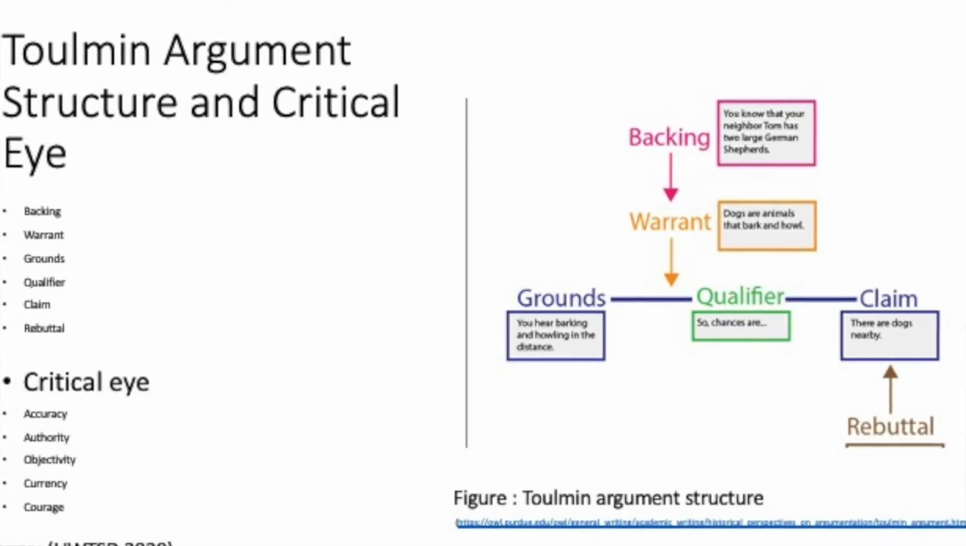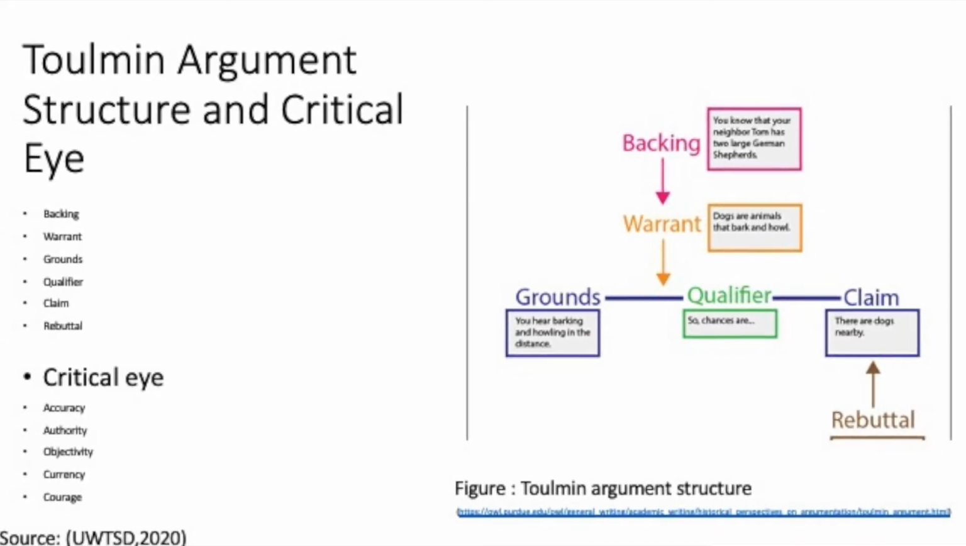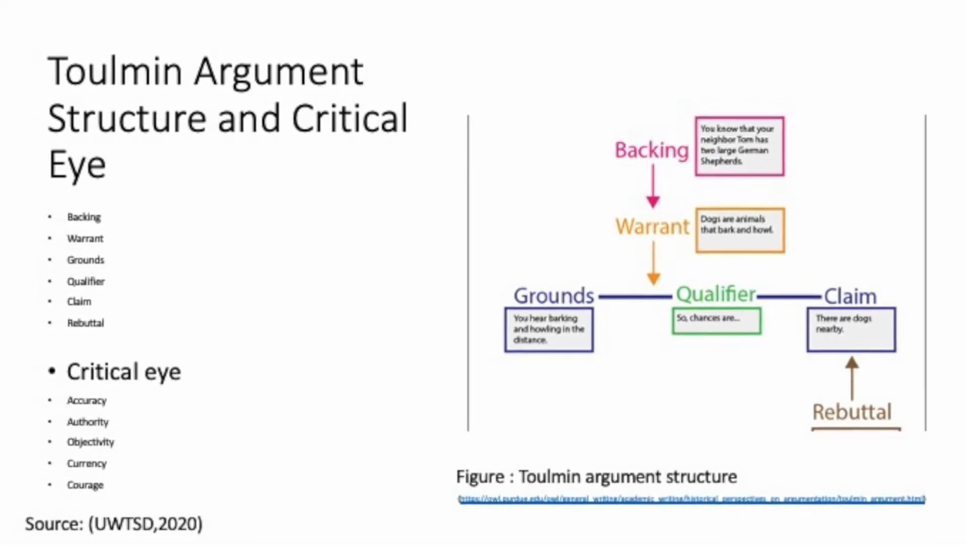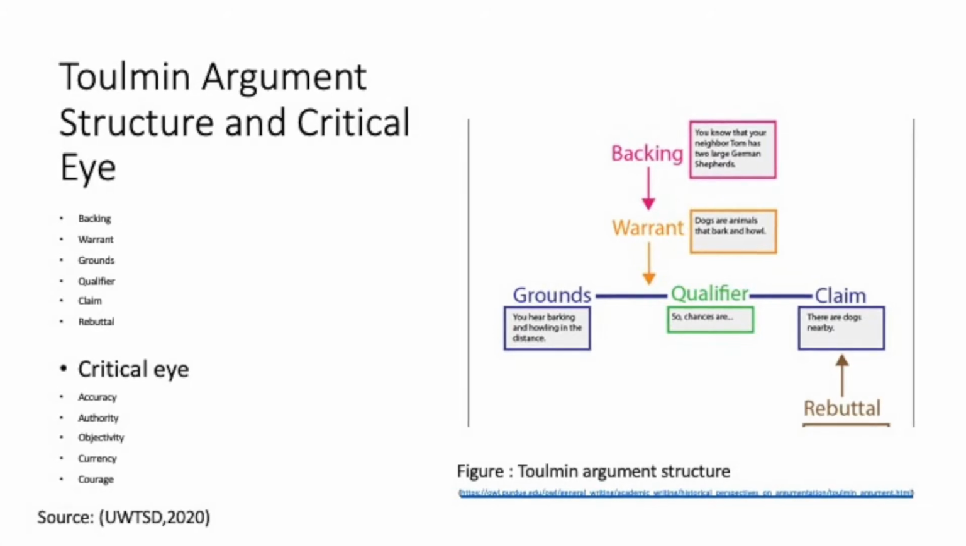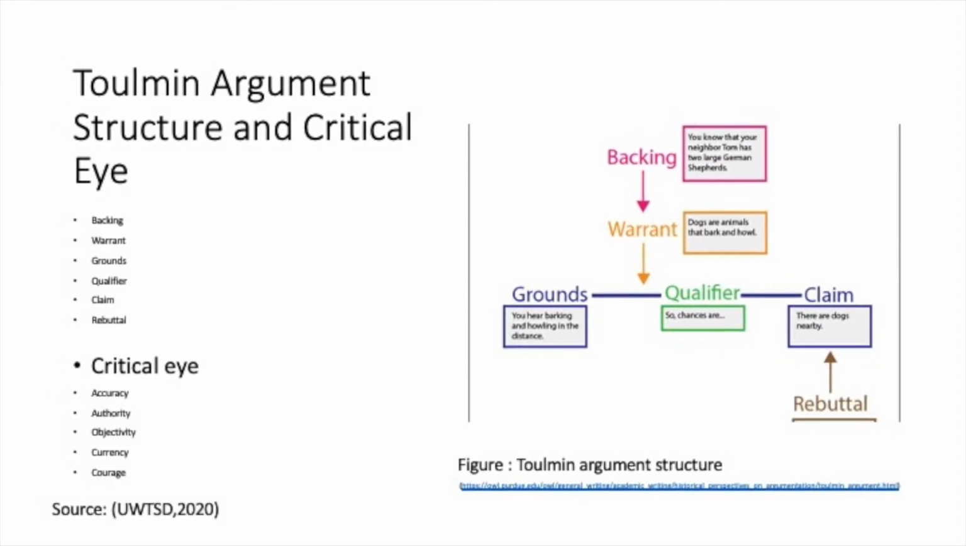I'll be using Toulmin's argument structure to structure my research, which consists of backing, warrant, ground, qualifier, claim, and rebuttal, and also critical eye, which consists of accuracy, authority, objectivity, currency, and courage to analyze my research.